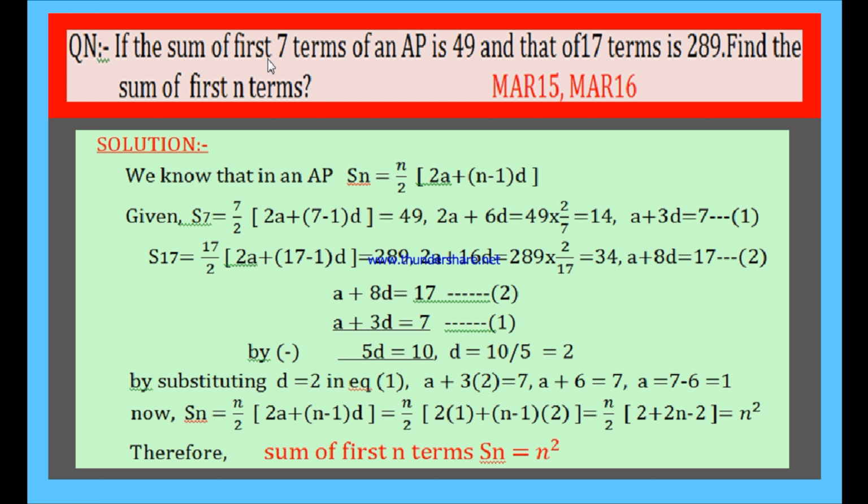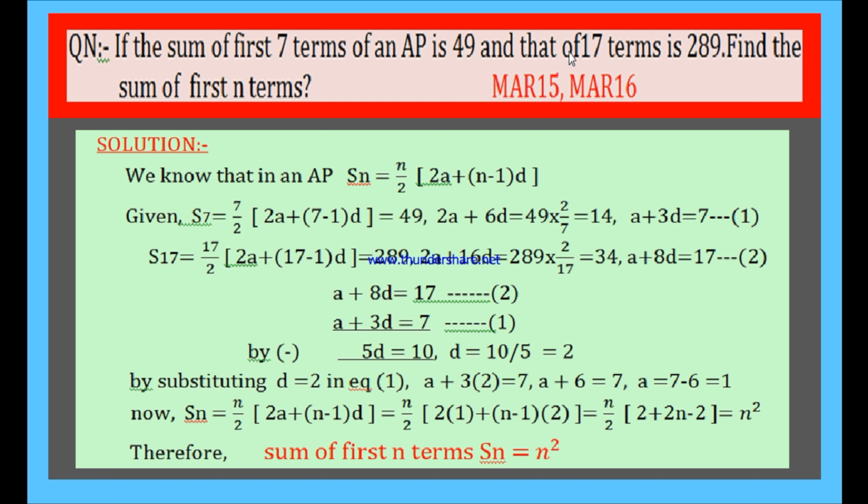Now it is given that the sum of first 7 terms is 49. Therefore S7 is 49. Now take this 7 by 2 to the other side. Then 2a plus 7 minus 1, 6d, is equal to 49 into 2 by 7. 7 in 49 is 7 times, 7 2s are 14. 2a plus 6d is 14. Now divide this equation throughout by 2. 2 into 2a one time, therefore this is a. 2 in 6 3 times, 3d. And 2 in 14 7 times. Therefore the first equation is a plus 3d is equal to 7.